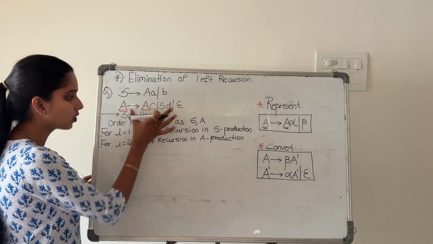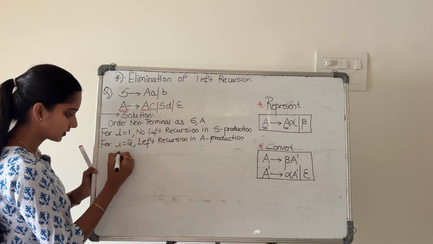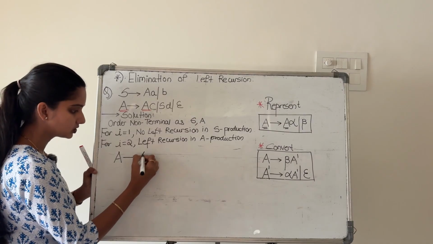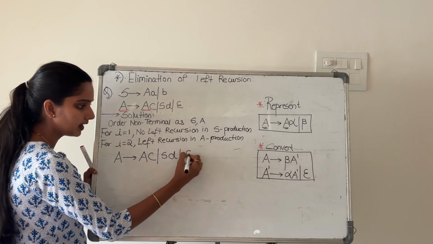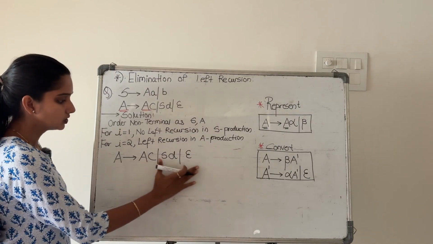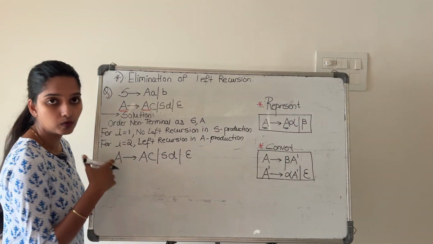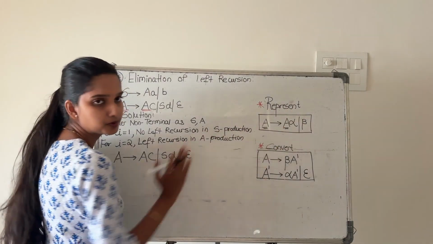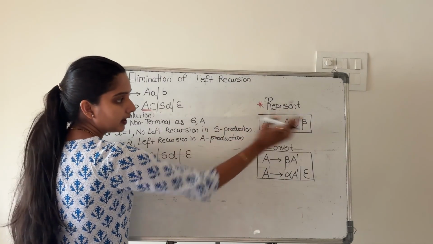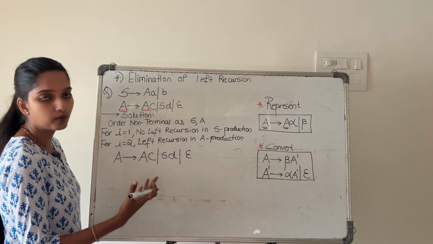I am just copying this production as it is. A tends to AC, SD and epsilon. These are the three productions given by A. Now what did I tell you? We need to represent this in the form A tends to A alpha and beta. So we have to define what my A, my alpha and my beta are.